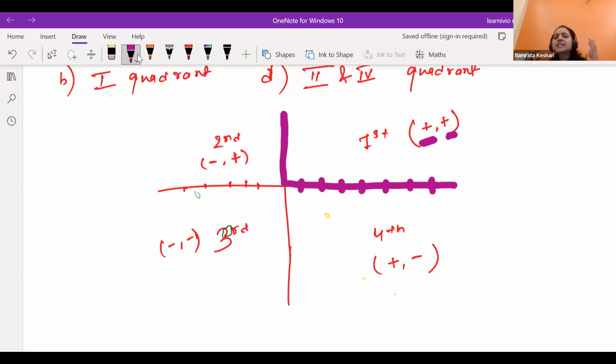Always, you take any example and you locate it, you will find that हमेशा x कोऑर्डिनेट एंड y कोऑर्डिनेट पॉजिटिव होगा फर्स्ट क्वाड्रेंट में. ओके, दिस इज कॉल्ड फर्स्ट क्वाड्रेंट.